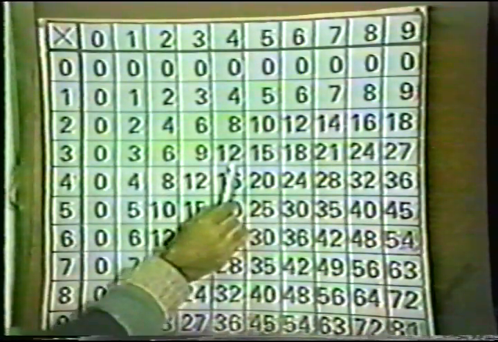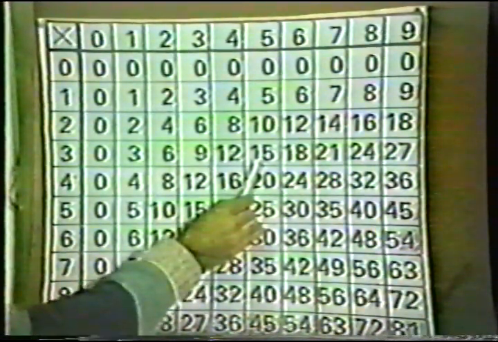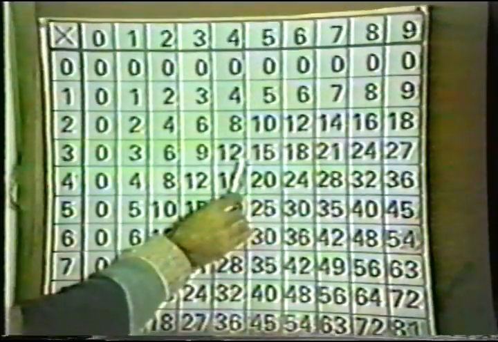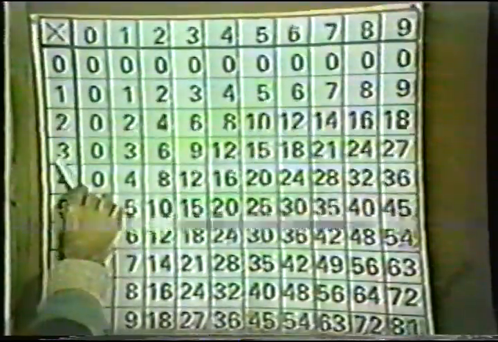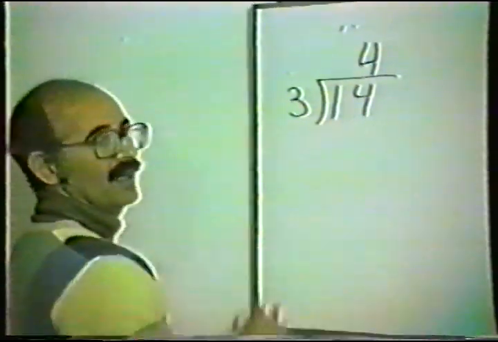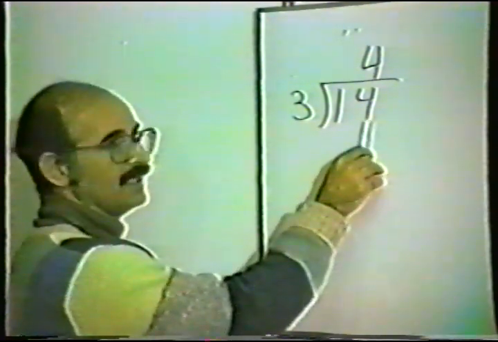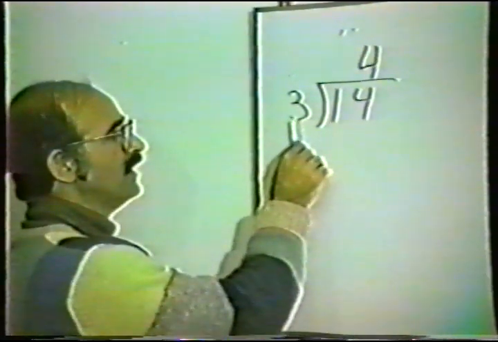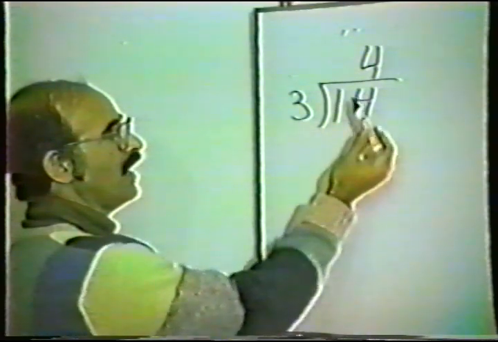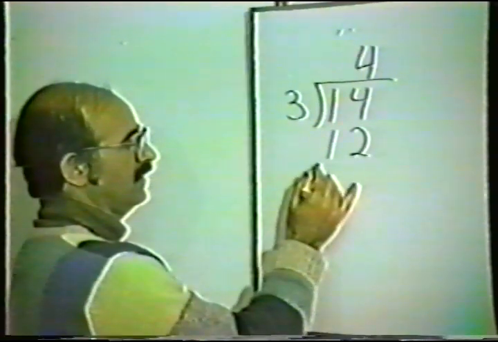Stop, because 14 is in between 12 and 15, but we don't have 15. We just have 14, and if we've got 14, then we've got 12. 3 into 12 goes 4 times. You go up to get the answer, so you put the answer up. And you put it over the end of what you just went into. You did not just go into the 1. You went into the 14, so it goes above the 4. 3 into 14 is 4, because 4 times 3 is 12.